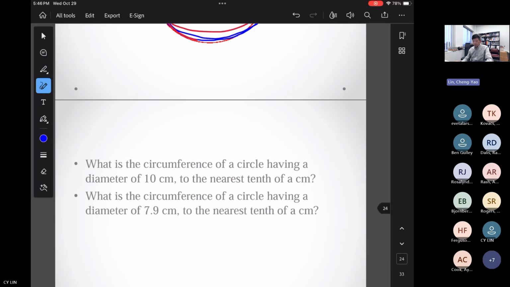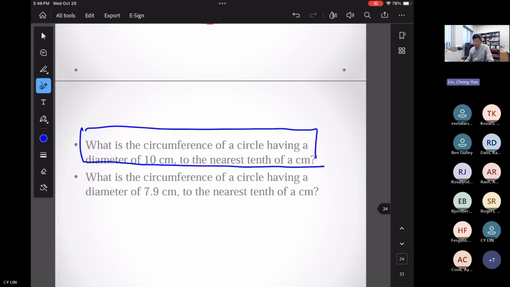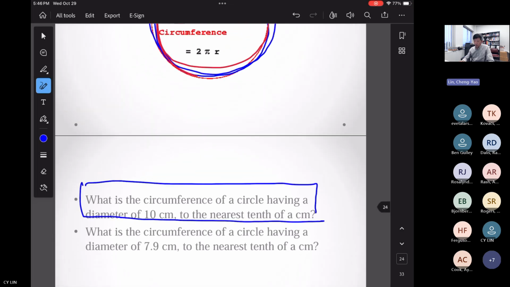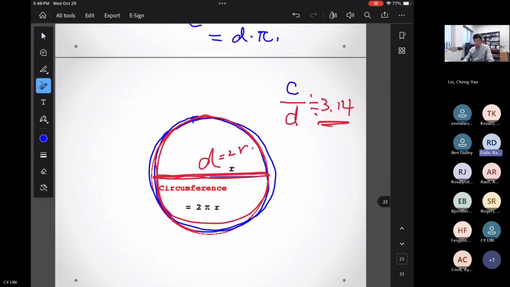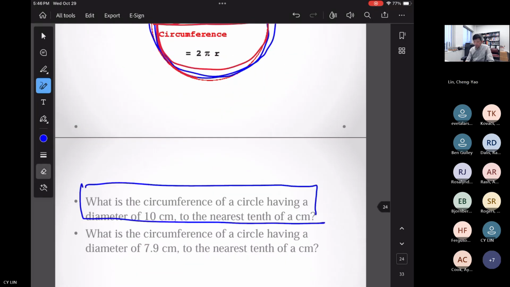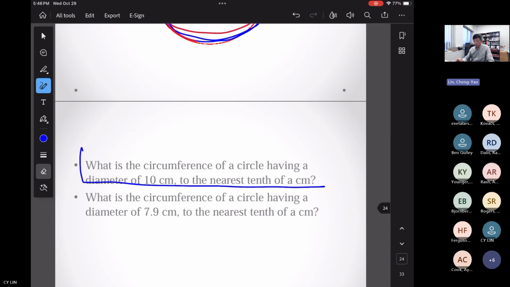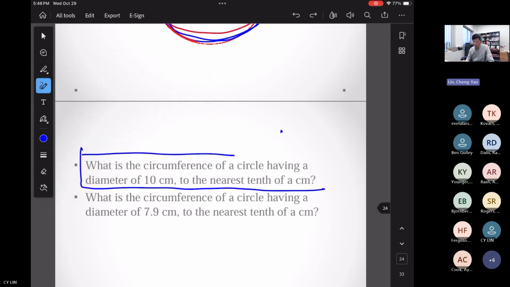So now take a minute, do this. What is the circumference of a circle having a diameter of 10 centimeters? I'm going to give you the formula, okay? Maybe it's pi. Yes, right here. C equals pi times D.